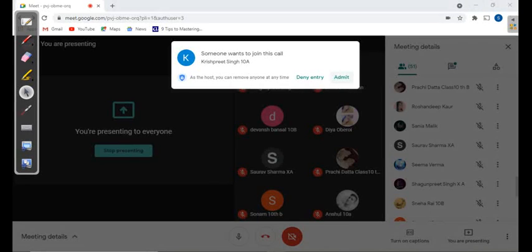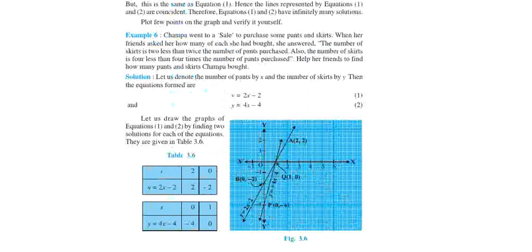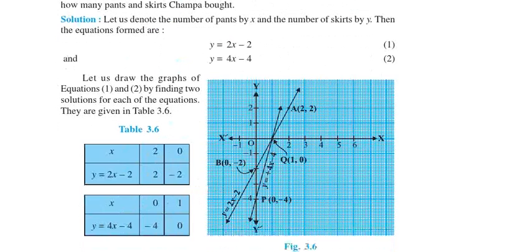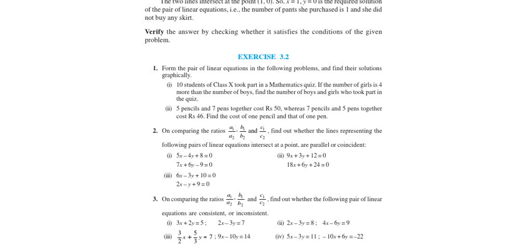Now I'll show a few more graphical examples. Here also again there is a graphical solution. There are two equations here, and both the graphs are drawn, they intersect at this point, so this is the common solution: x is equal to 1, y is equal to 2. So like that you can solve graphically. The graphical method we will take up a little later.